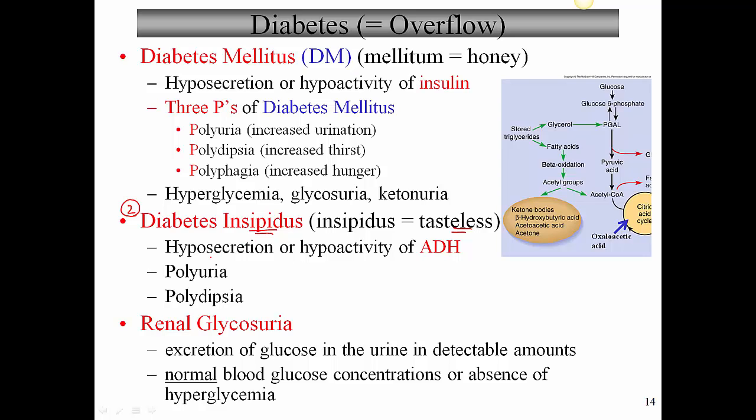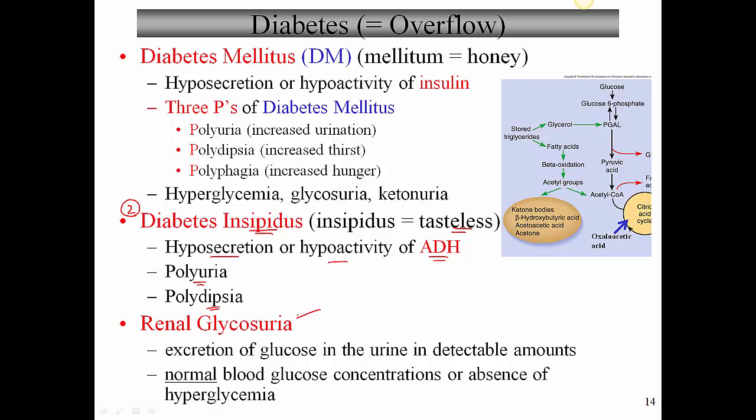And diabetes insipidus results from a hyposecretion or hypoactivity of ADH, the posterior pituitary hormone, antidiuretic hormone, that causes us to conserve body water. So when we have a hyposecretion or hypoactivity of this, there's an excess of water loss from the body. Not surprisingly, we have polyuria and polydipsia. One of the things that we don't have in diabetes insipidus is any problem with glucose metabolism at all. So there's no elevated levels of glucose in the blood. There's no spilling over of glucose into the urine. There's no ketonuria.